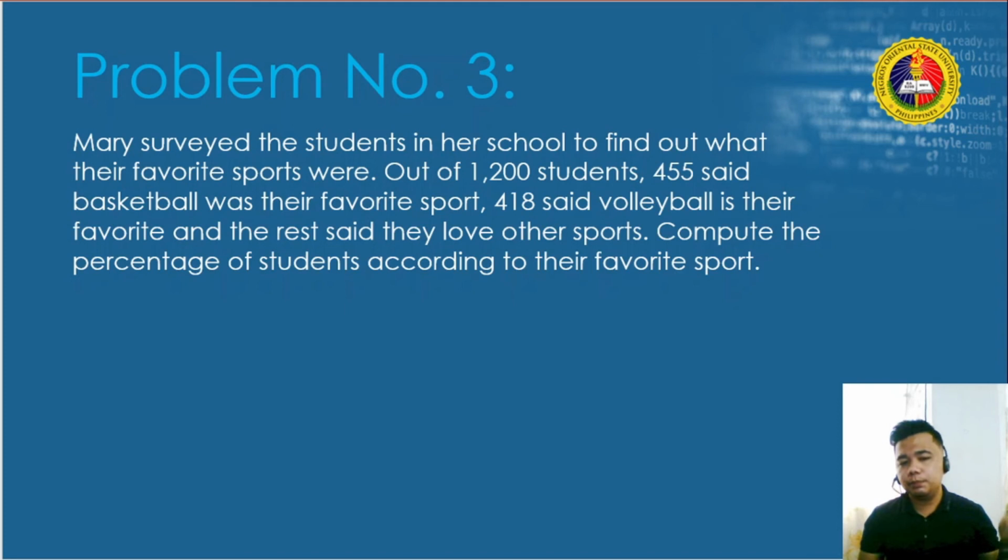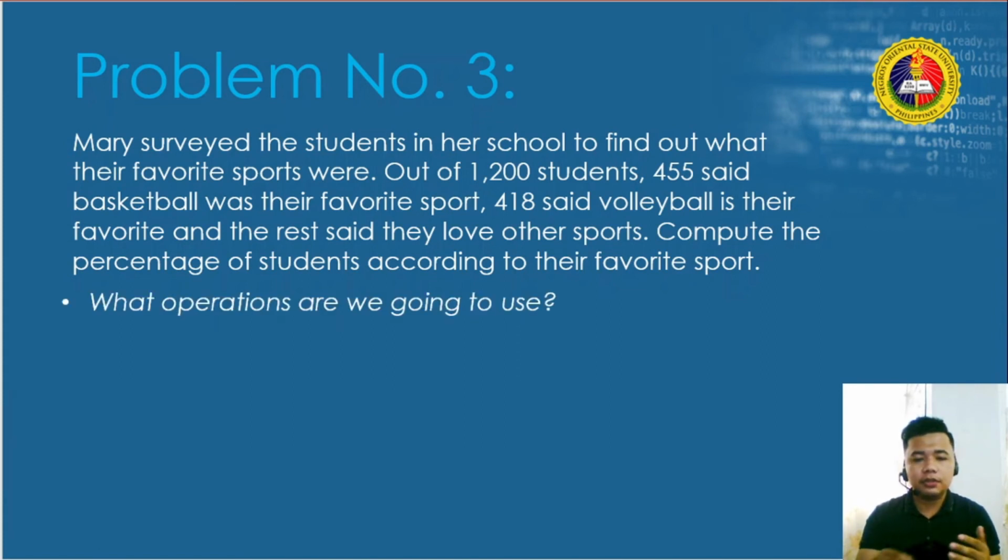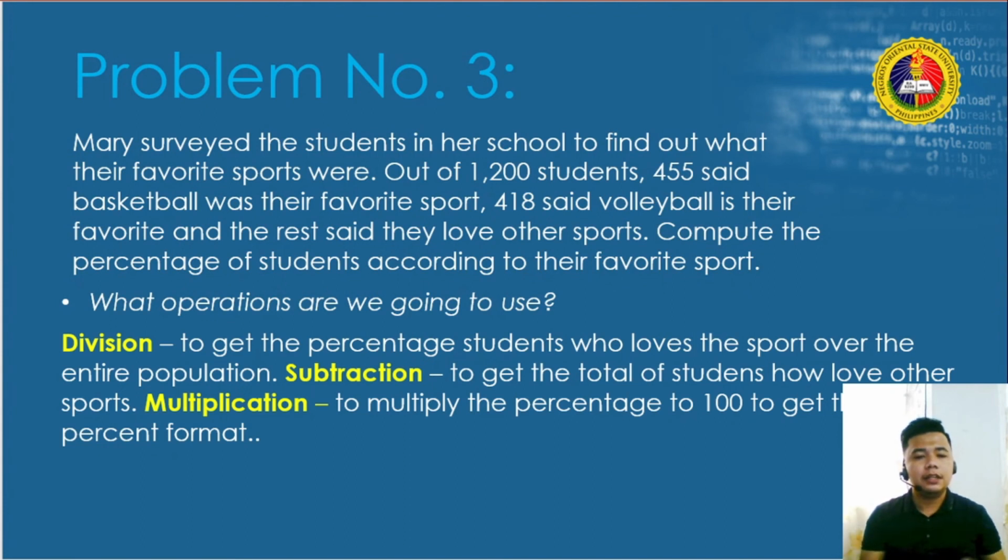Again, our goal here is to compute the percentage of students according to their favorite sport. That means how many percent out of 1,200 loves basketball, how many percent of students out of 1,200 loves volleyball, and how many students out of 1,200 students loves other sports. Okay, so what are the operations that we're going to use? We have division. This is to get the percentage of students who loves the sport over the entire population. And then we have subtraction to get the total of students who loves other sport, and then we're going to multiply it back to 100 to get the proper percent format.